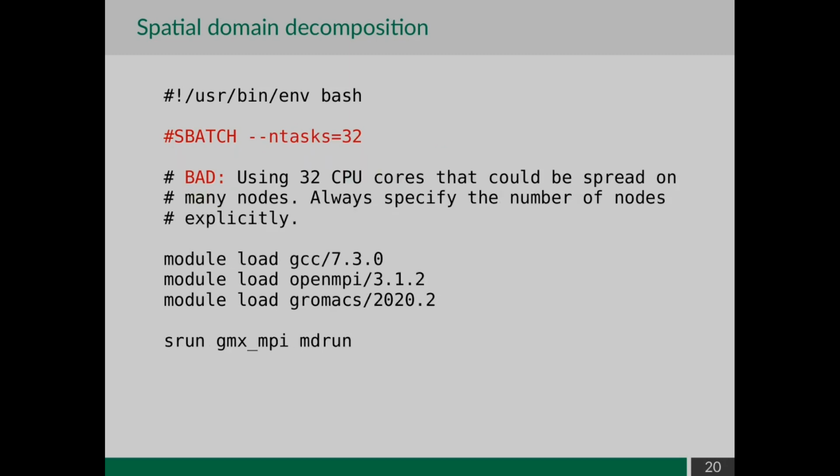Another problem that happens often is to specify the number of CPU cores that you want to use, but just using ntasks, which essentially tells Slurm, I want 32 CPU cores, but I don't really care where they are. They could be on one node or they could be spread on many nodes. This is very bad for Gromacs. Since Gromacs is a very fine-grained parallel program, all the tasks need to be close together. If possible, they need to be on a single node, and if you're using multiple nodes, you need to fill the nodes entirely. So never do this either.